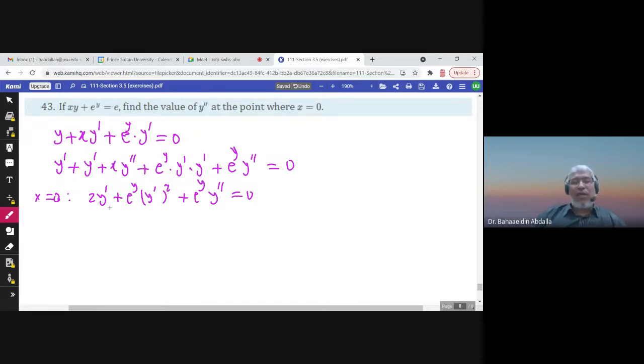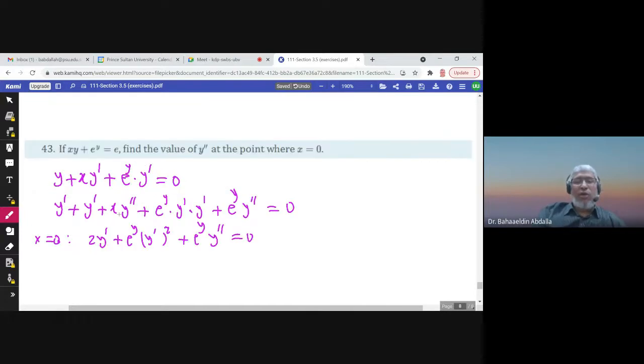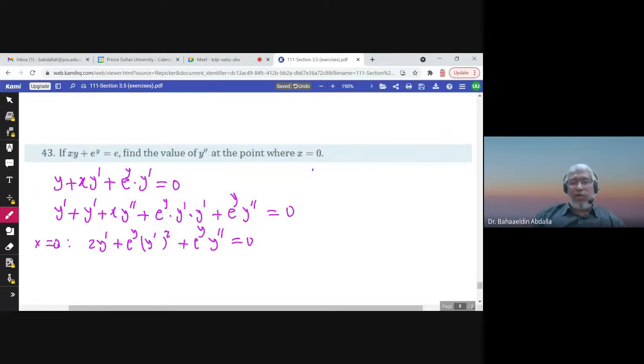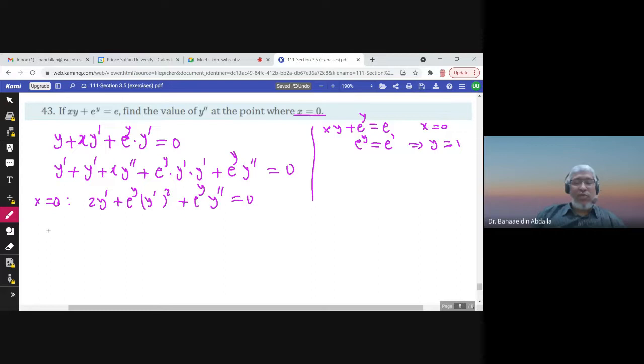Well, I need to find the value of y double prime. So I need to find the value of y and the value of y prime. So go back to the original equation. This is the original equation, xy plus e to the y equals e. Put x equals 0 because we need x equals 0. What would you have? E to the power y equals e to the power 1. So y is 1. Good. So I find out that y is 1.